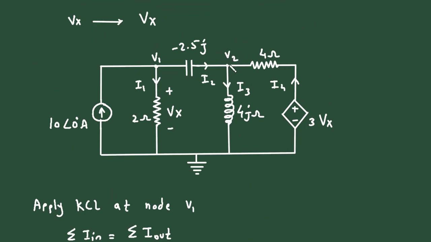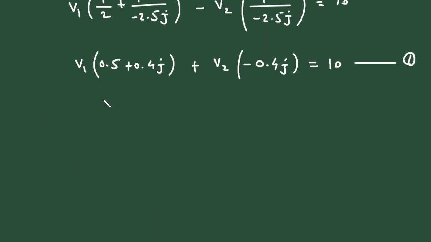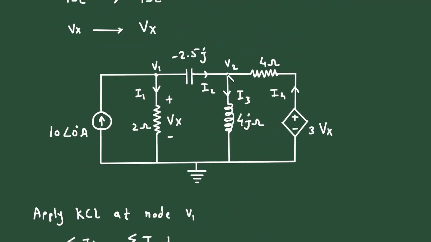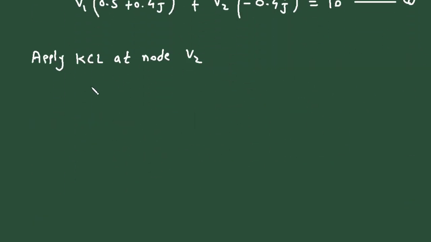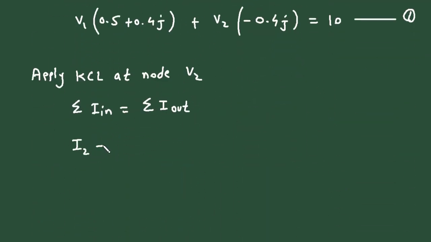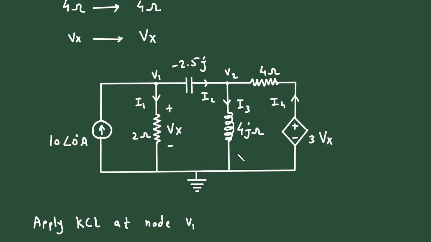Now next we will apply KCL at node V2. According to KCL, summation of all the currents entering a node is equal to summation of all the currents leaving the node. Here we can see the entering currents at this node are I2 and I4, so I2 plus I4 is equal to the leaving current, which is only I3.